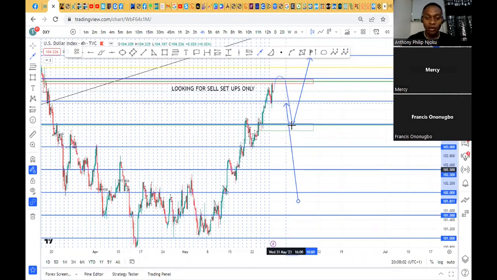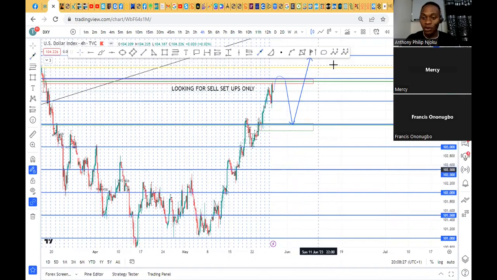Then by June, when we get the first week of June, probably Thursday, Friday, we'll start seeing more push to the upside. But for this anticipated week, as soon as the market opens on Monday, I expect the market to push up. Then Tuesday, Wednesday, I expect the market to push down. And then Thursday, Friday for more push to the upside. That's what I expect for the DXY.